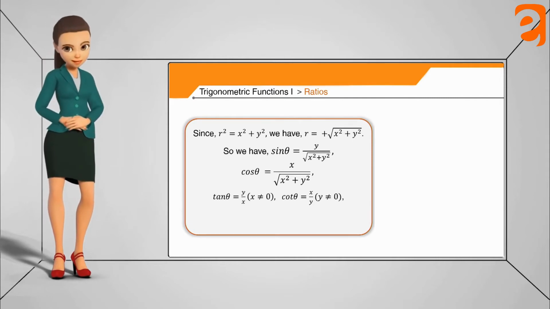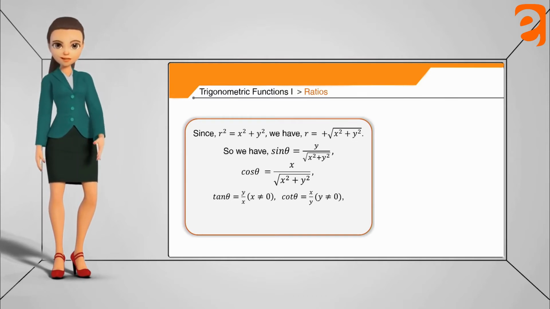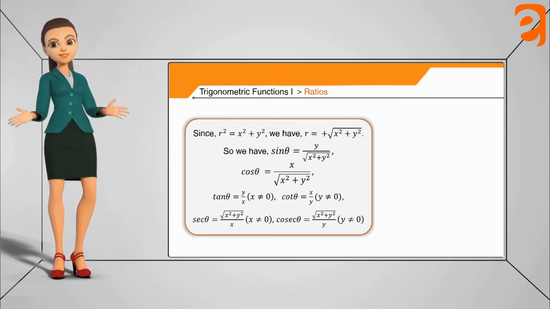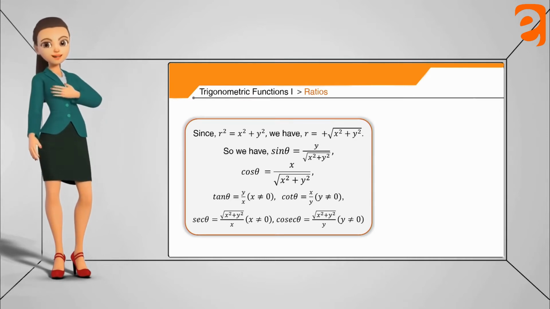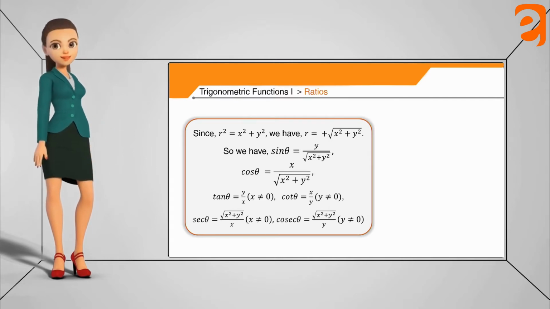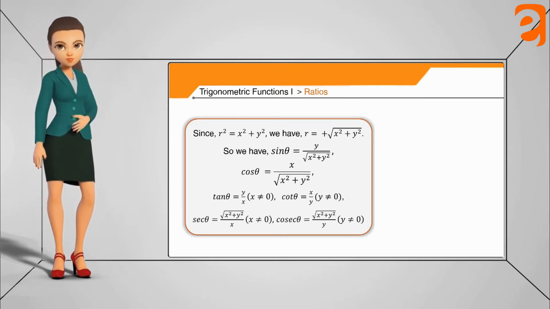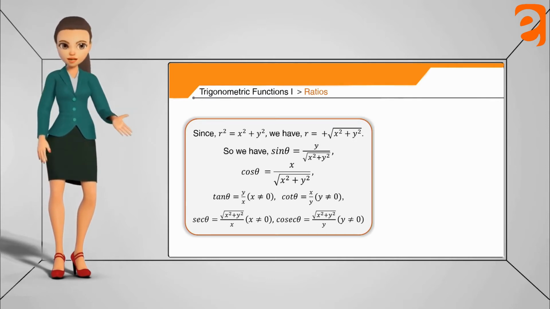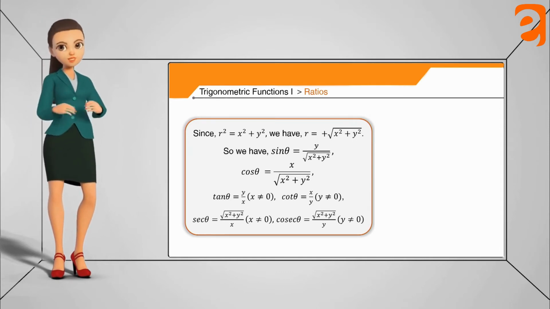Tan theta doesn't contain any value r, so it is as it is, y by x, provided x is not equal to 0. Cot theta is x by y, provided y is not equal to 0. The secant theta was the reciprocal of cos theta, so this is under root x square plus y square divided by x. And the cosecant theta was the reciprocal of sin theta, so this is equal to under root x square plus y square divided by y, with the condition that the values of x and y should not be equal to 0. If it is 0, this ratio is not defined. So the denominator should never be equal to 0.